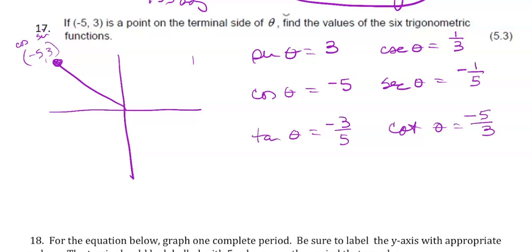Now let's think about this. All Students Take Calculus tells me that sine should be positive, and sine and its partner cosecant are indeed positive, so my reasoning is correct. And that ends this video.